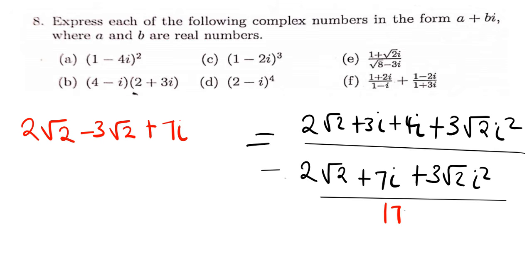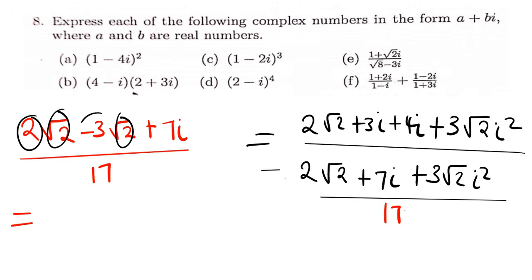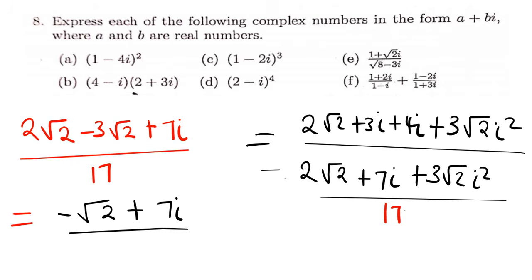Then we've got a 17 down. What this means is these are like terms. There's a root 2 there, there's a root 2. I've got a number there, I've got a number there. So we're supposed to subtract them. In this case, we've got 2 minus 3, that will give us -1. Then we've got a root 2, so I'm just going to say -root 2, plus 7i over 17.